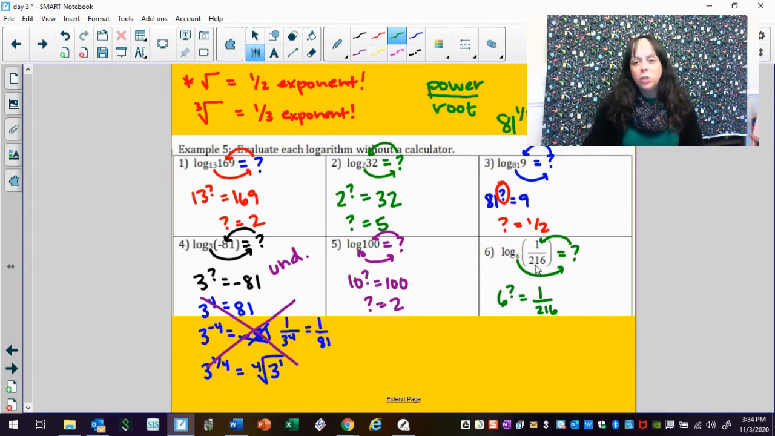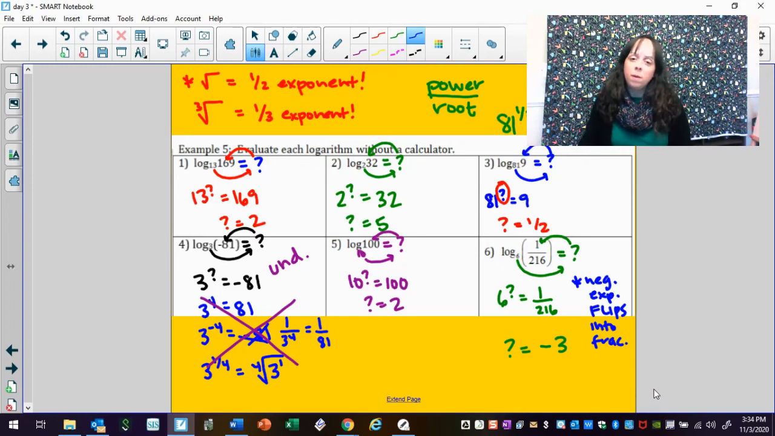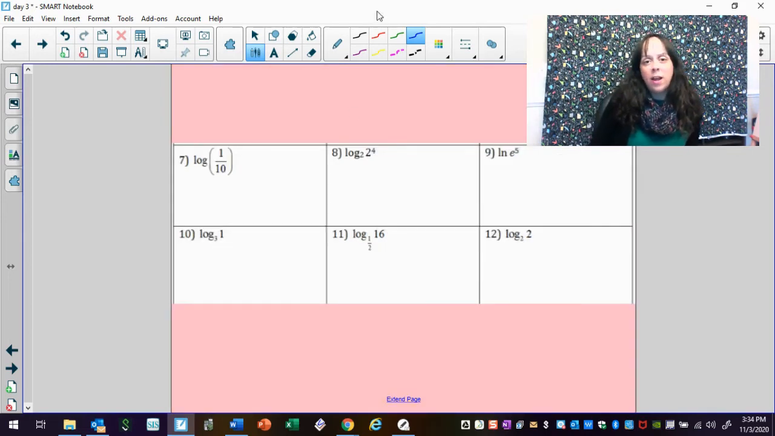What am I going to need to do to the exponent to make it go into a fraction? You're going to need to make it a -3. Cool? Maybe you can write yourself a note here. A negative exponent flips into a fraction. Cool? Maybe that's a note you need to write down for yourself to help you remember. When you're ready, let's try the next ones.